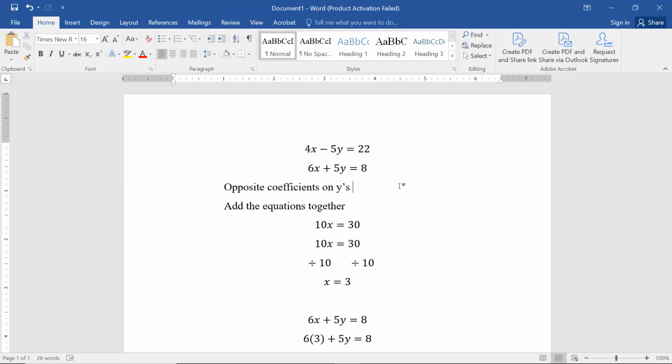So the only thing we need to do is figure out, well, what if we don't have opposite coefficients on one of the terms? How can I get opposite coefficients on one of the terms if I need it that way? That's what we'll do in the next example.